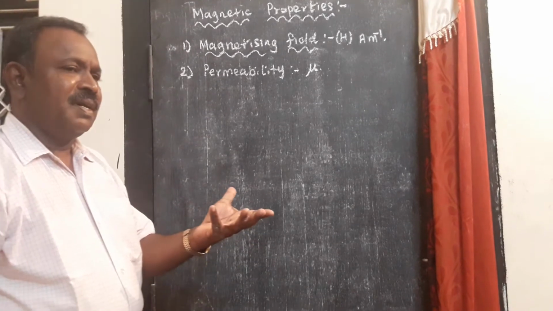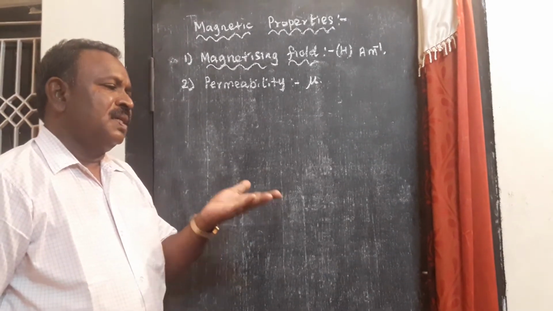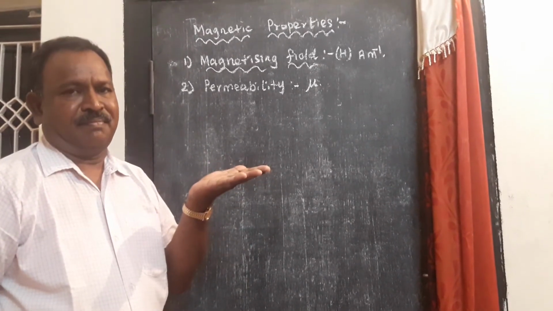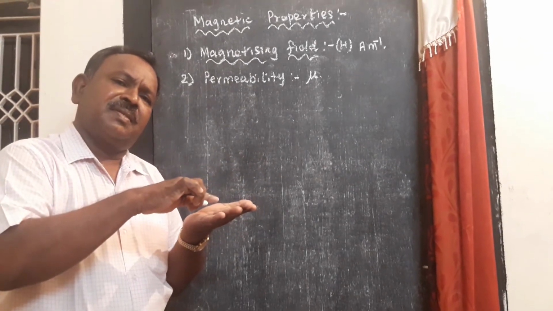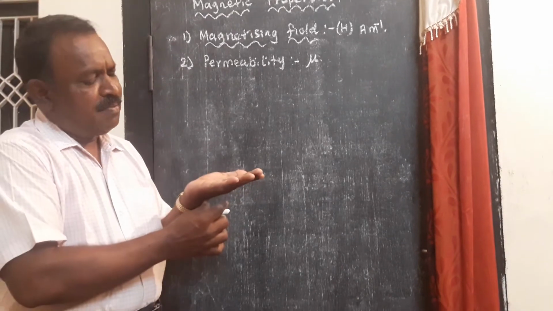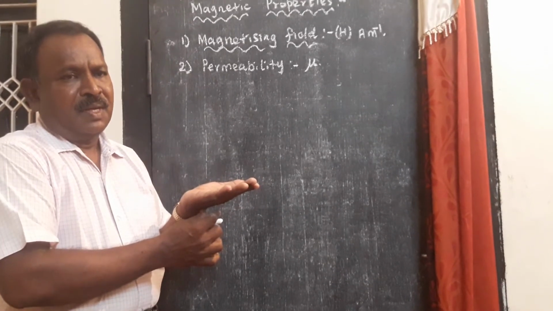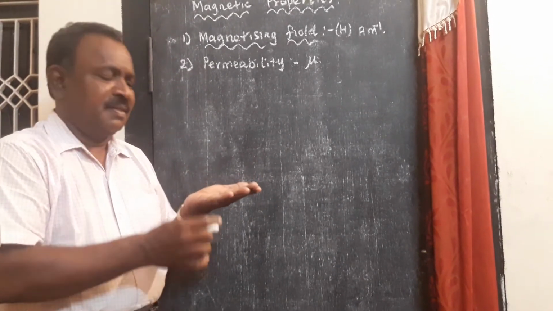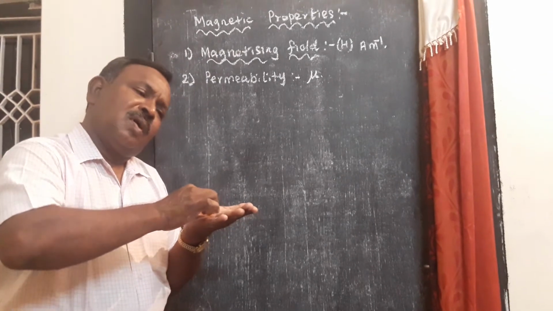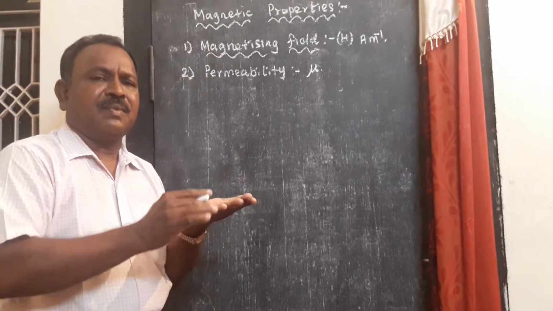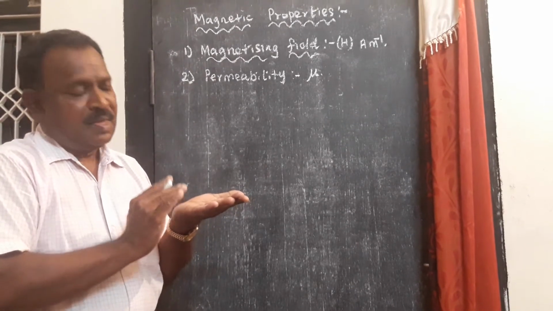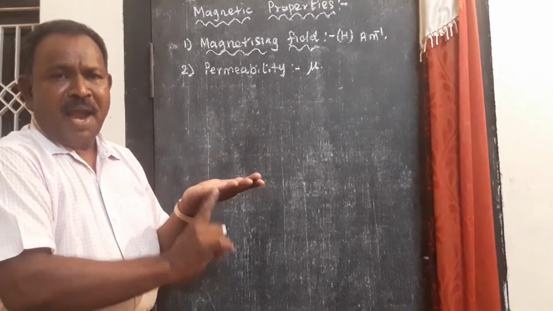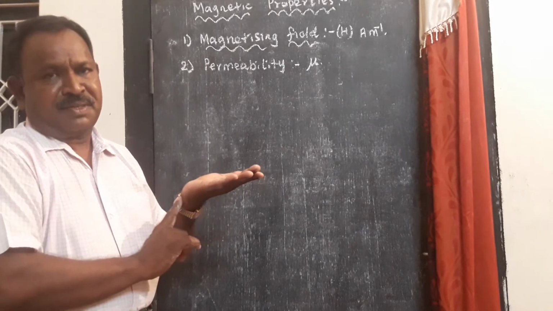So consider a cardboard. You keep iron filings above the cardboard and you keep the magnet below it. Then as you move the magnet, the iron filings will move along with the magnet on the surface of the cardboard. How is it possible? The cardboard is allowing magnetic field lines to pass through it.